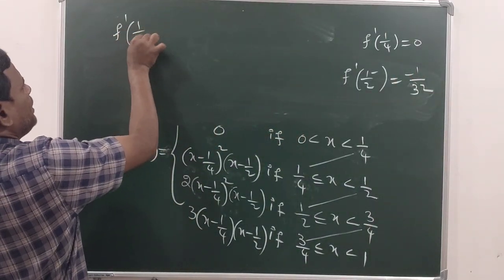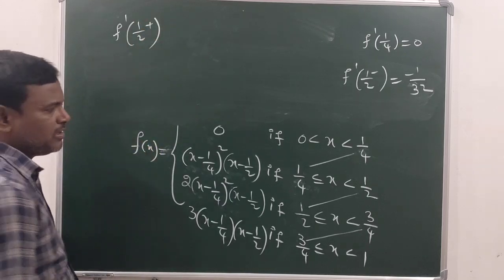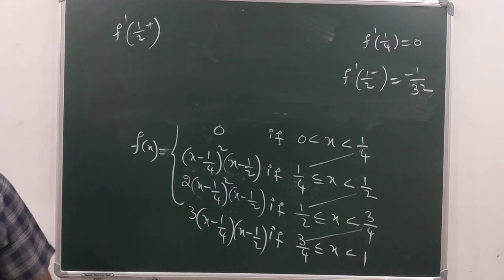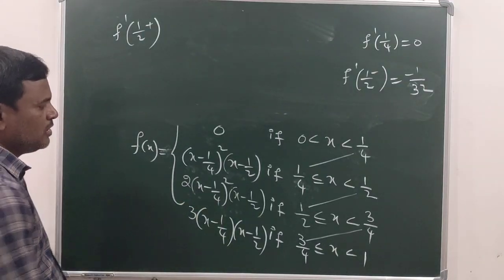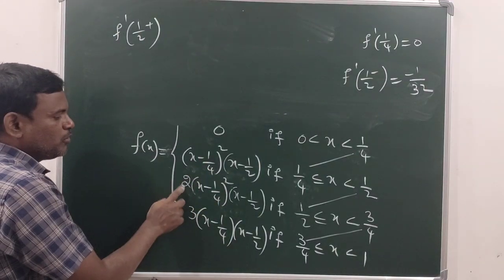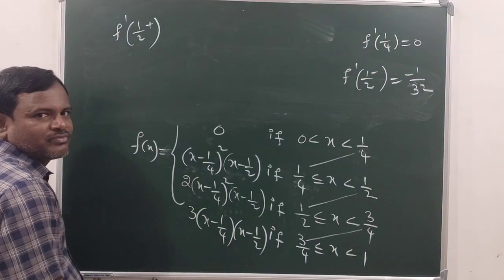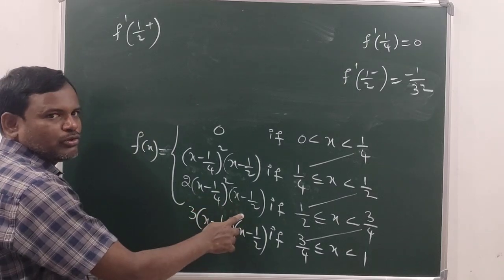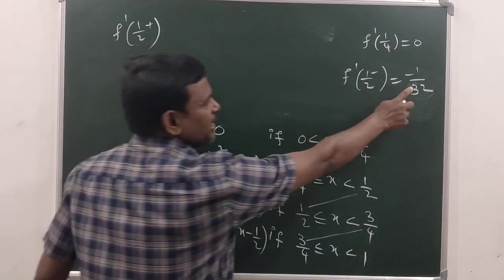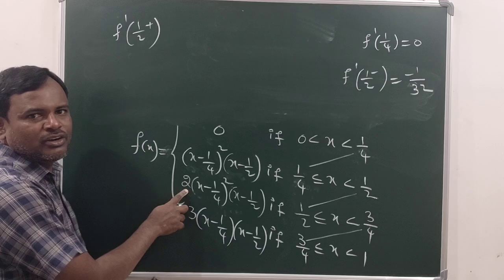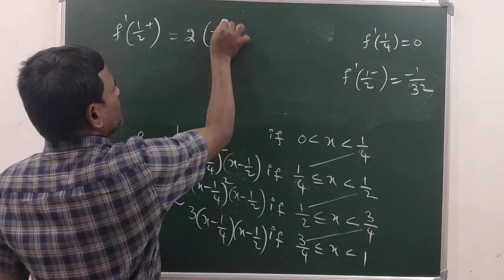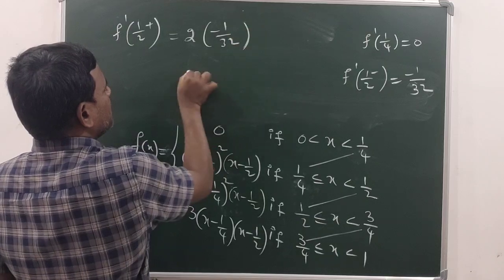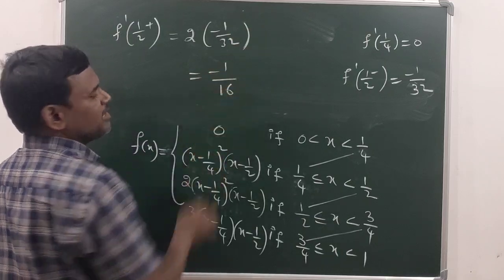f dash of 1 by 2 plus means more than 1 by 2. For more than 1 by 2, you have to prefer this function, which is the same as given, but before that 2 is there. So you have to follow the UV rule and the same result you will get, but 2 is there, so you have to multiply 2 with minus 1 by 32, which becomes minus 1 by 16.